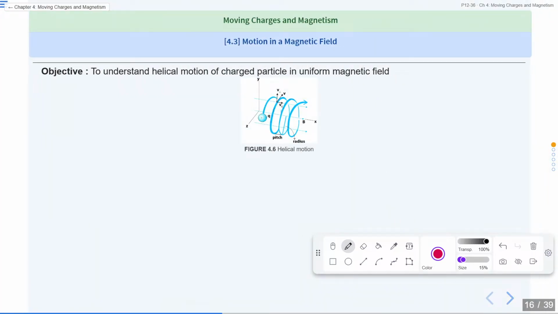Now, we have discussed the case where velocity is perpendicular to the magnetic field. But if it is not perpendicular to the magnetic field, if it is at some angle to the magnetic field, then there will be some component of velocity along the magnetic field. We have discussed earlier that the magnetic force is qvB sin theta.